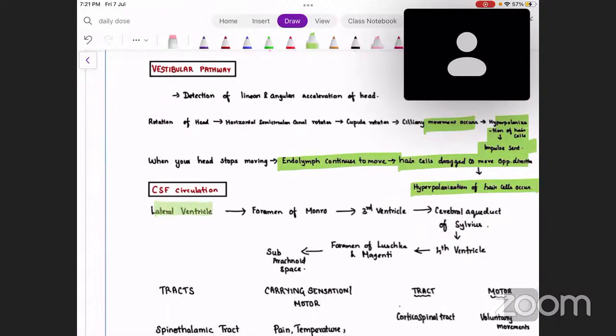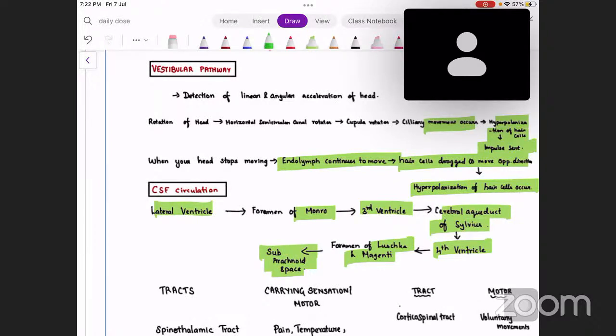From the lateral ventricle to the foramen of Monro, foramen of Monro to the third ventricle to the cerebral aqueduct of Sylvius, cerebral aqueduct of Sylvius to the fourth ventricle to the foramina of Magendie and Luschka, and then to the subarachnoid space. This is the important CSF circulation. Any obstruction can lead to hydrocephalus.